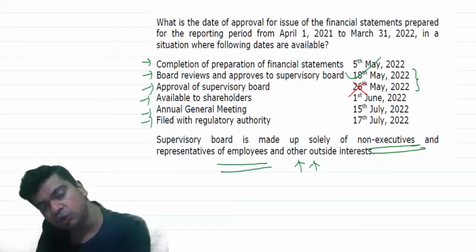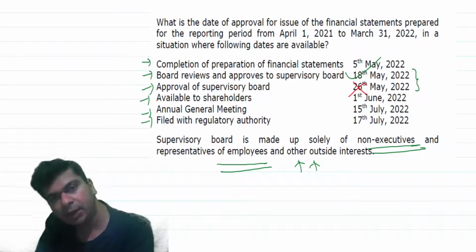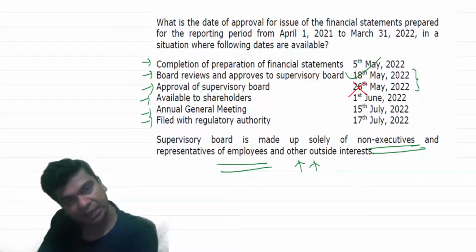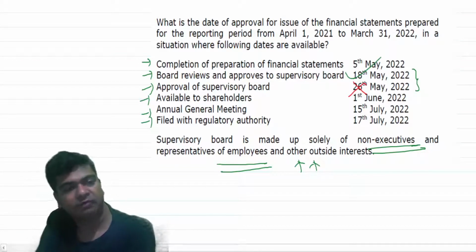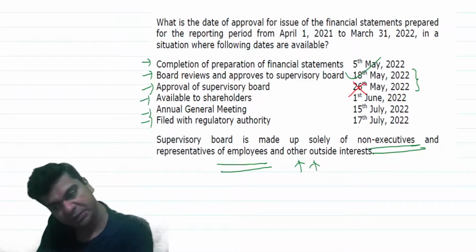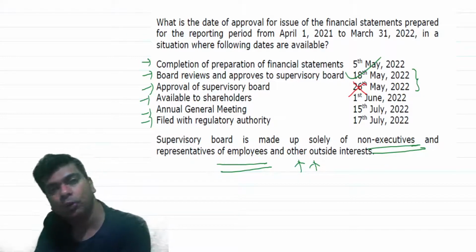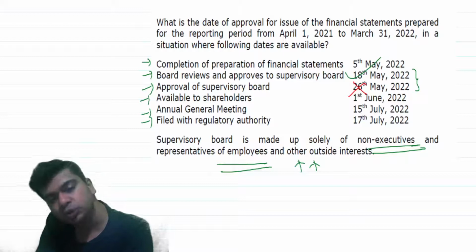Right? So how should the entire business be conducted? The strategy will be designed by the board of directors, and then the pros and cons of that strategy can be further discussed in the supervisory board. Hence, we will ignore the date on which the supervisory board is approving the financial statements. What matters to us is the date on which the financial statements are approved by the board. Hence, in our example, it is 18th May 2022.